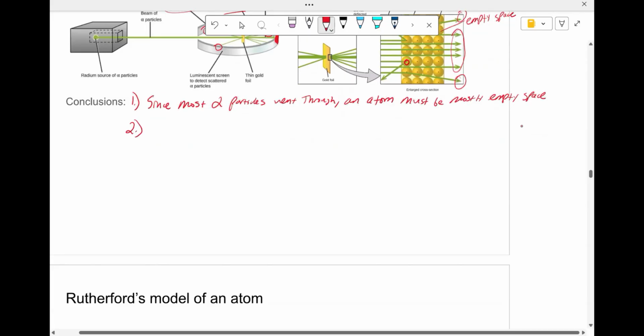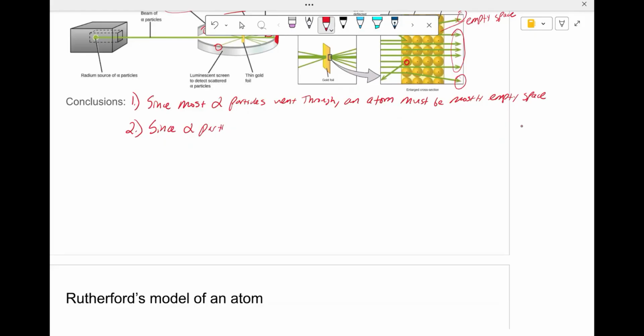Number two, since the alpha particles are positively charged, then they must be encountering something else positive in order to be deflected.